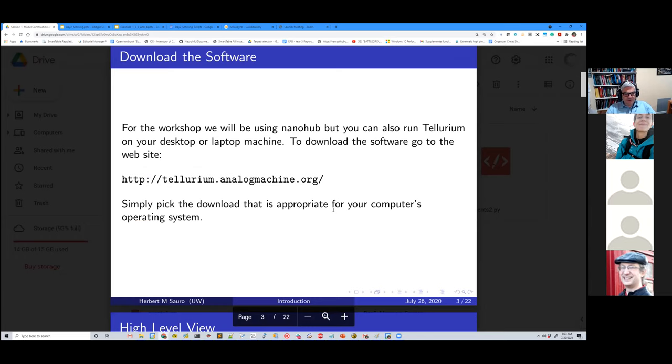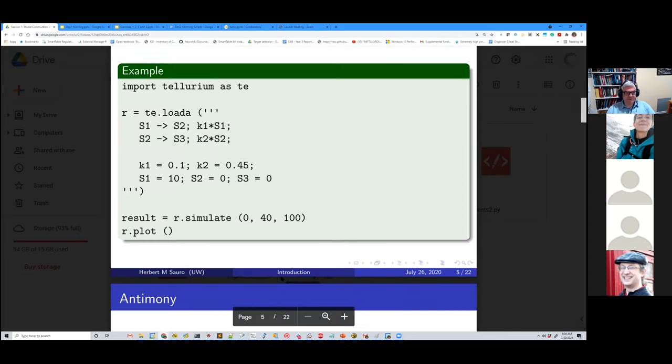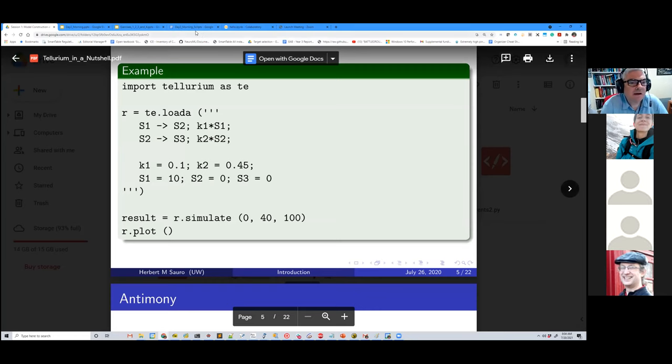Okay, so we've already done this. You've already downloaded it. You've seen this picture from Veronica showing the basic structure of Tellurium and the various things it supplies. We'll be covering some more of this morning. As a first example, you saw something like this yesterday. This is a really simple example of how to run a simulation. And just to show you quickly, I've got something set up here.